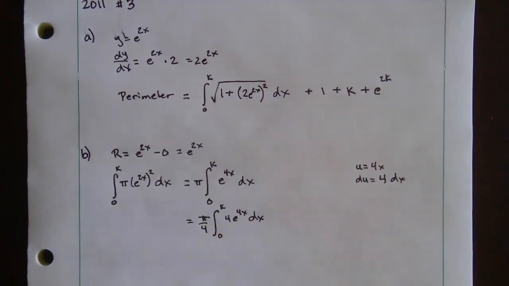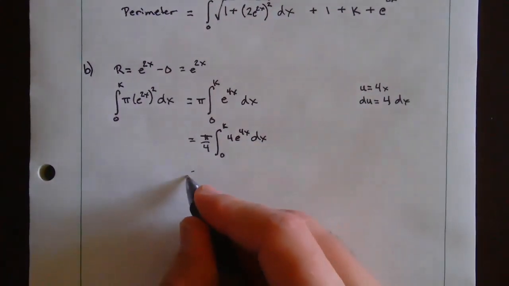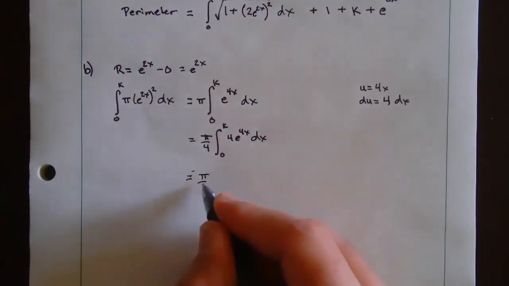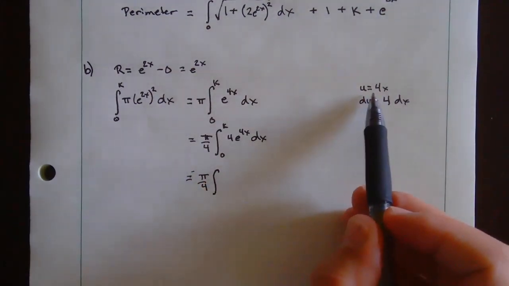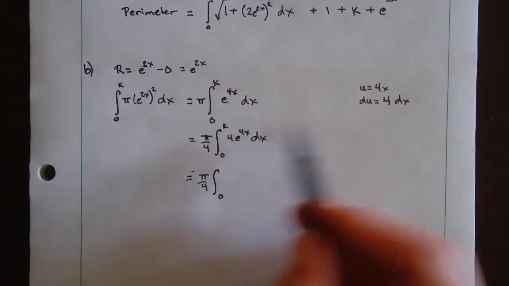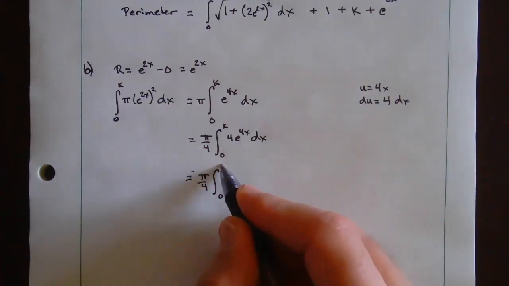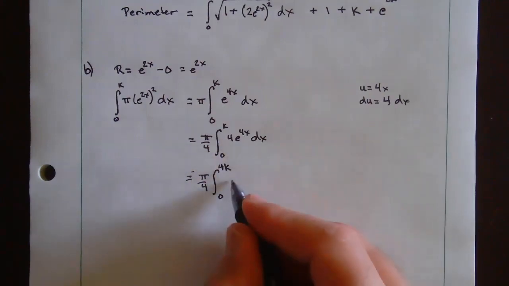Okay, so I'm going to change this to u values. I'm going to slide this up a little bit too. So this is pi over 4. Now I'm going to change everything to u's. When x is 0, u would be 0. And when x is k, u would be 4k. And then we have e to the u du.